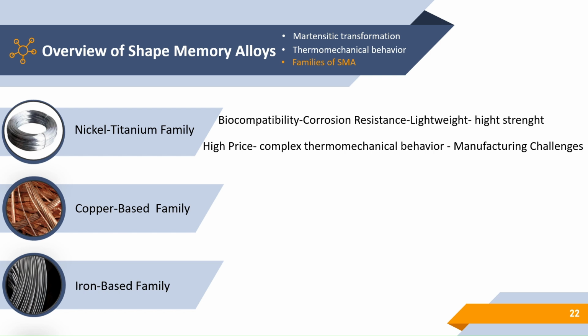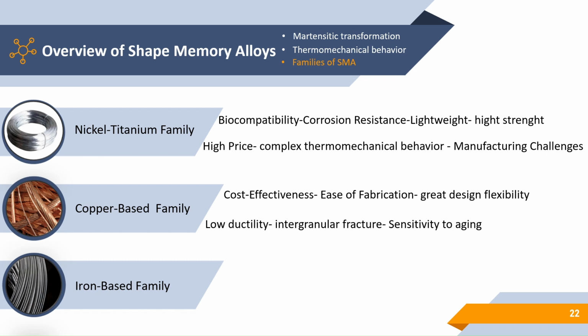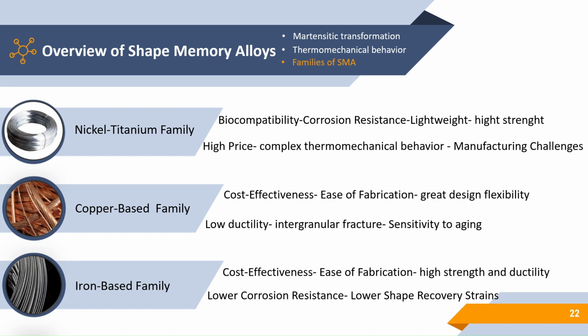For the copper-based family, it is known for its cost effectiveness, ease of fabrication, small hysteresis, and also great design flexibility. However, it has some disadvantages, including low ductility, intergranular fracture, and sensitivity to aging. The iron-based family is also known for its cost effectiveness, ease of fabrication, and high strength and ductility. However, it has disadvantages, including lower corrosion resistance and lower shape recovery strains.